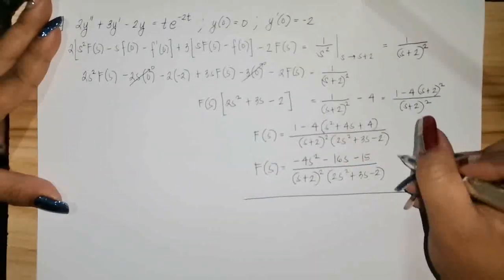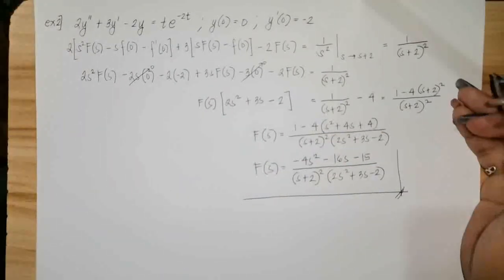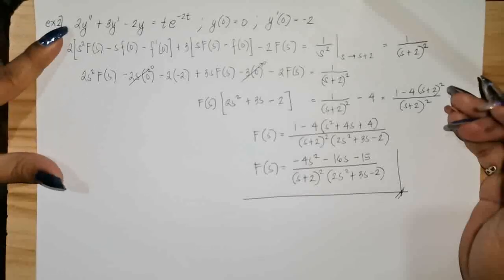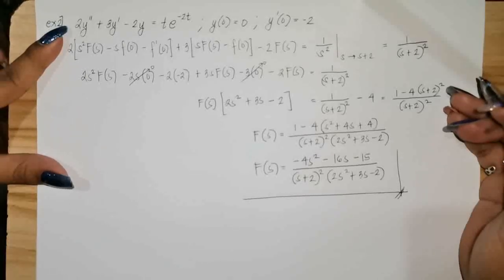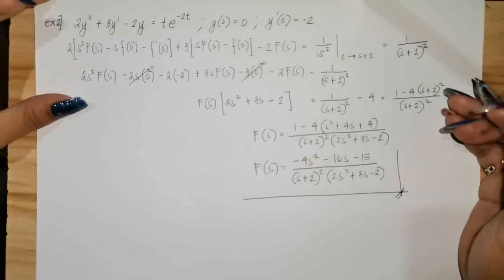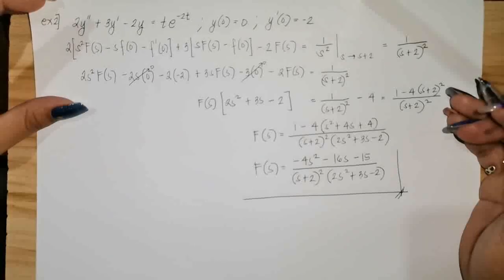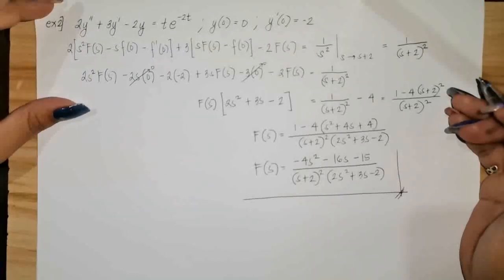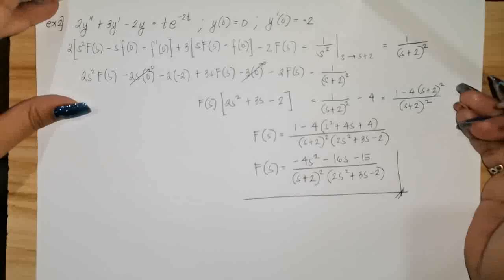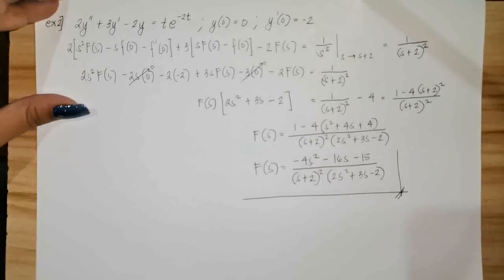So this will be our final answer for the given differential equation, which is 2y double prime plus 3y prime minus 2y equals t e raised to negative 2t. Naintindihan po? Okay. So next tayo for the last example, which is example number 3.